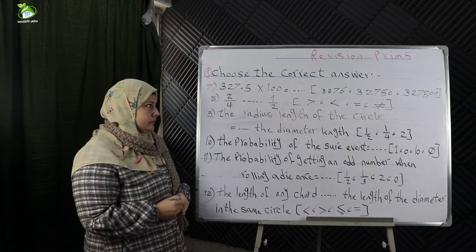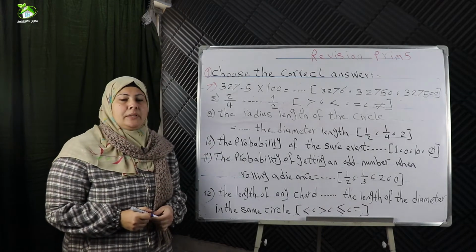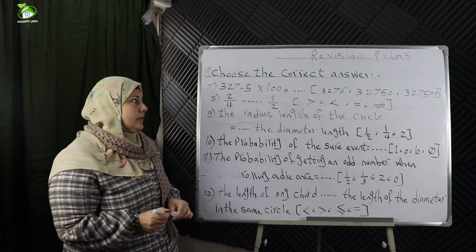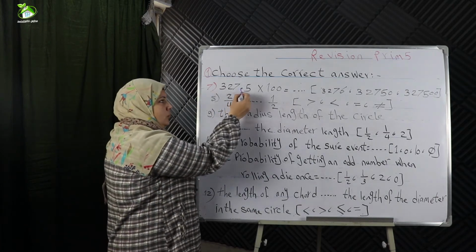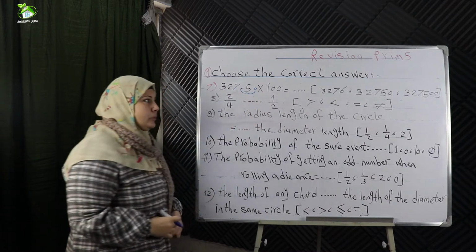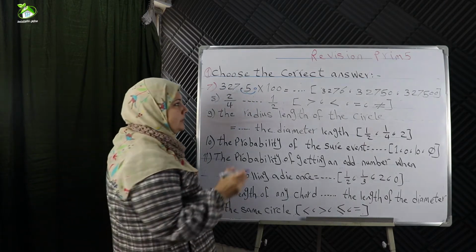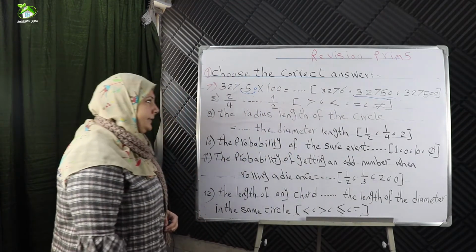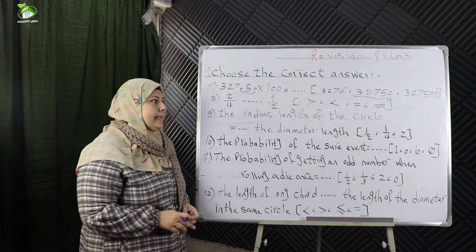Number 7, 327.5 times 100. To multiply any decimal number by 100, move the decimal point 2 digits to the right. 1, 2. So the result will be 32,750.